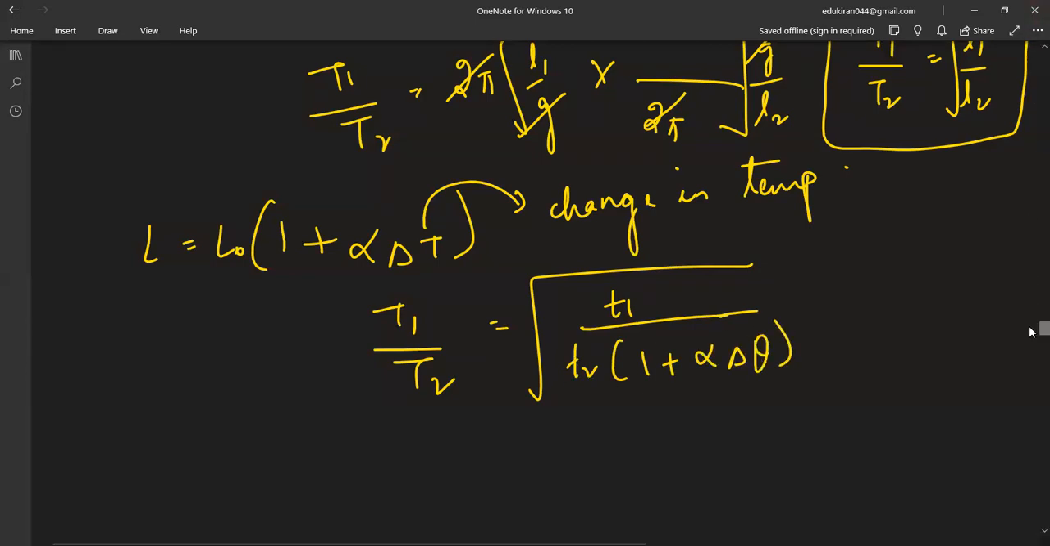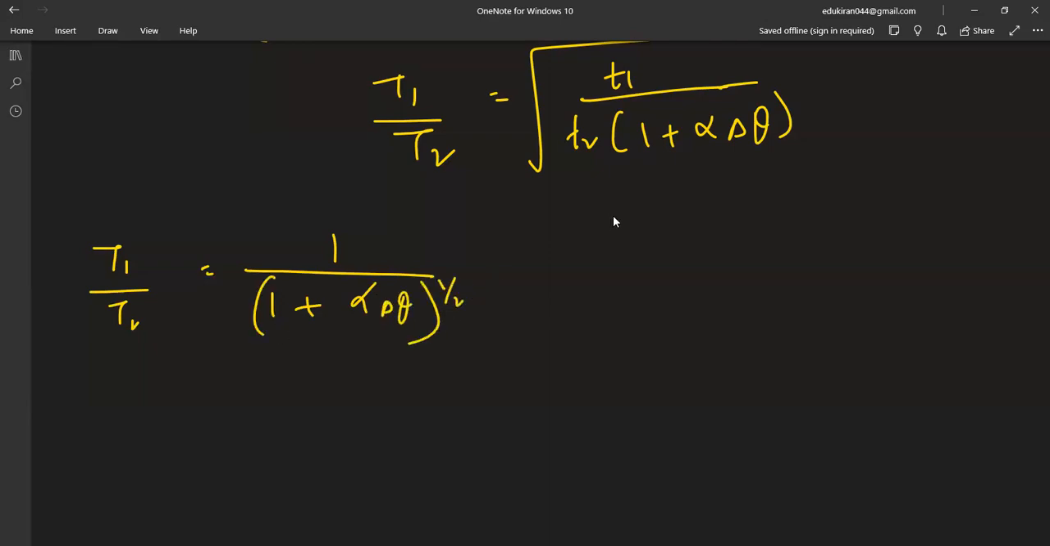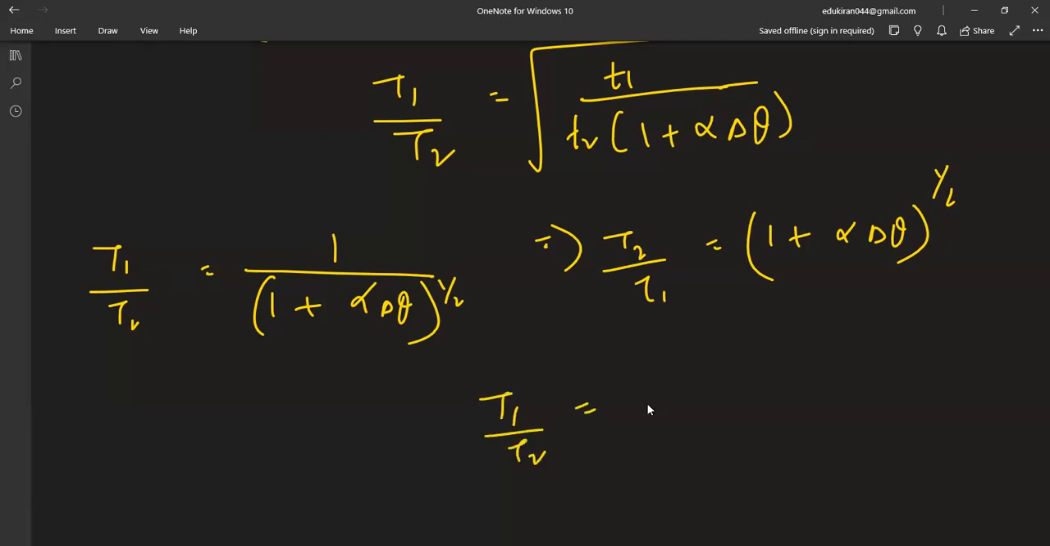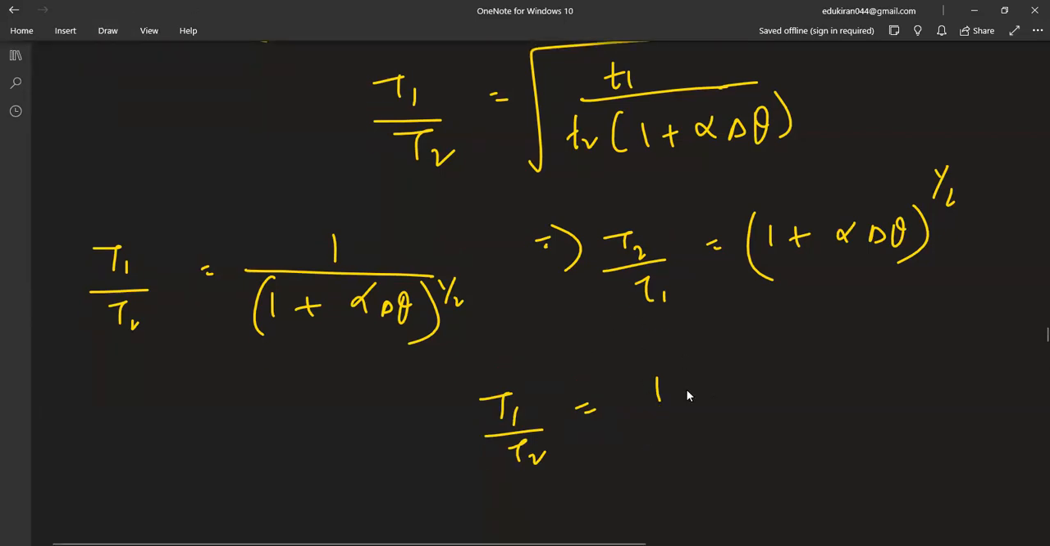All right, this is it. So when you take the ratio T1 by T2, it will be 1 by (1 plus alpha delta theta) to the power half, which is T2 by T1 is equal to (1 plus alpha delta theta) to the power half. Again, we'll use the binomial. So T1 by T2 will be equal to 1 plus half alpha delta theta.